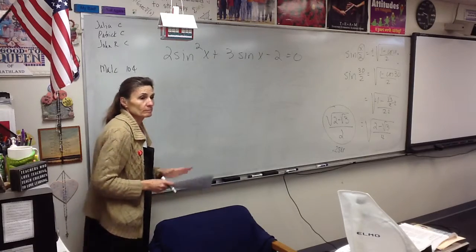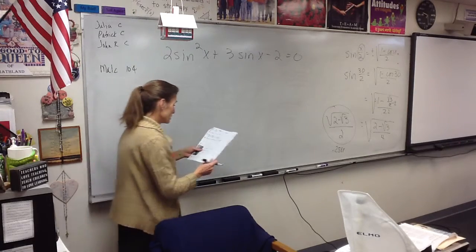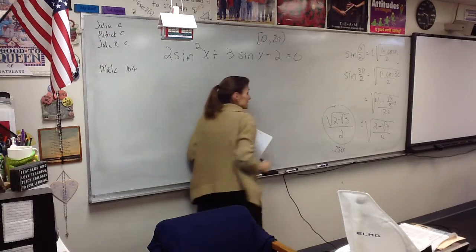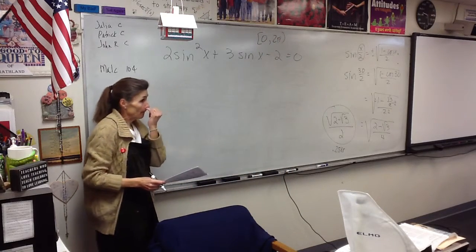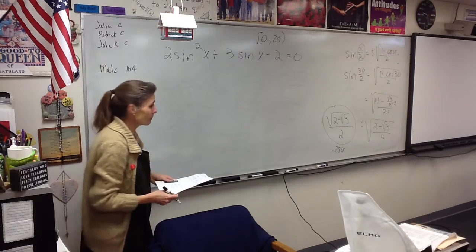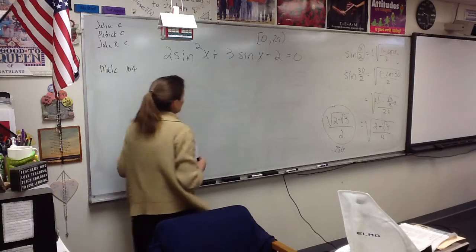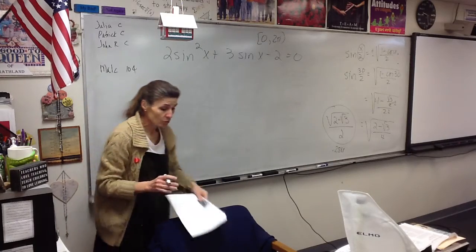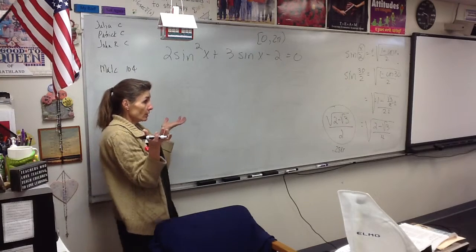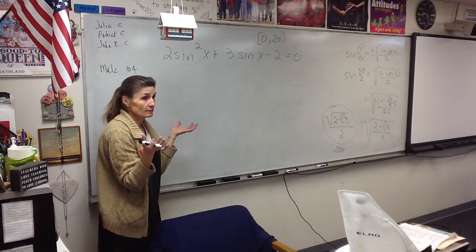Here we go. Take a look, directions say 0 to 2 pi. Now it's written in interval notation this time. We haven't seen that in a while. But that means everything from 0 to 2 pi. So we're going all the way around the circle, but we're going to answer in radians. Okay, who's got an idea? Look at the equation. It looks like it's ready to go, doesn't it?